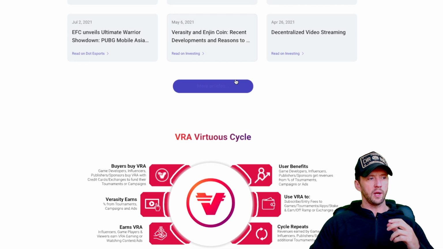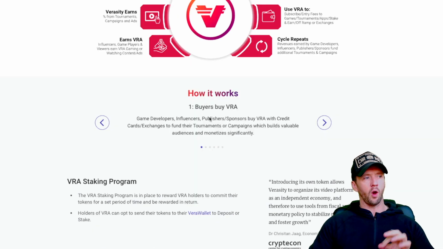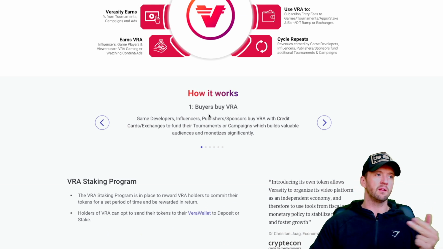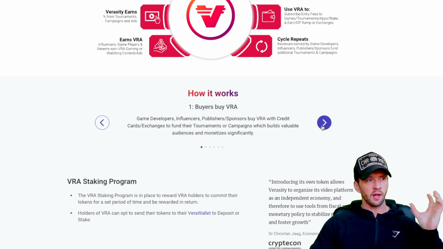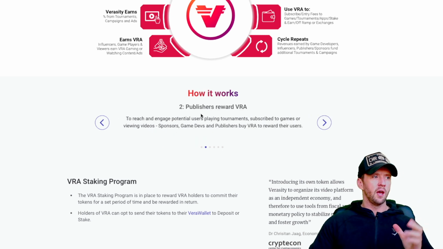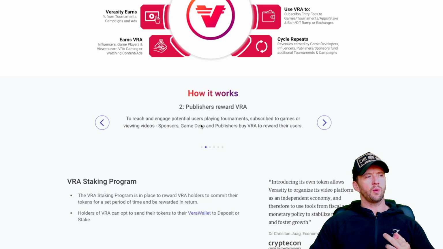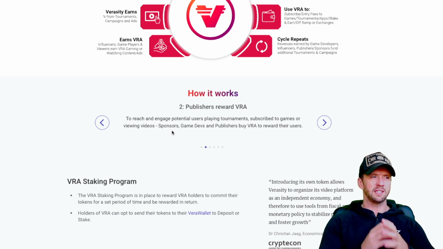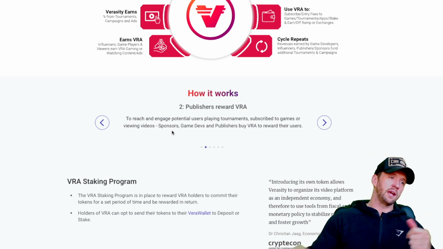But if I just quickly pop back to how it works, it says the buyer buys the VRA. So obviously the influencers, the game developers, the publishers, and then obviously this builds value for their audience. On top of this, they say they reach to engage potential users playing in tournaments, subscribing to the games, or viewing the videos with sponsors in with the VRA token.